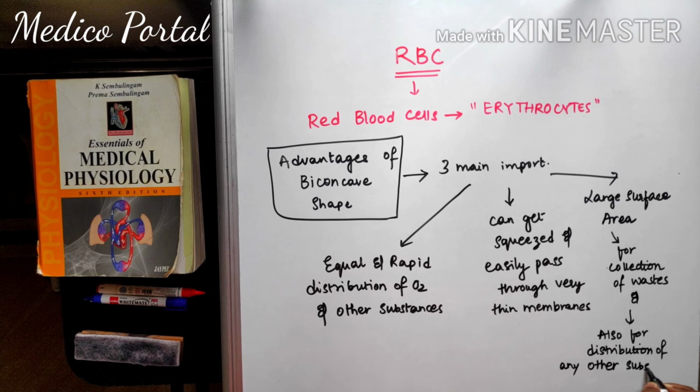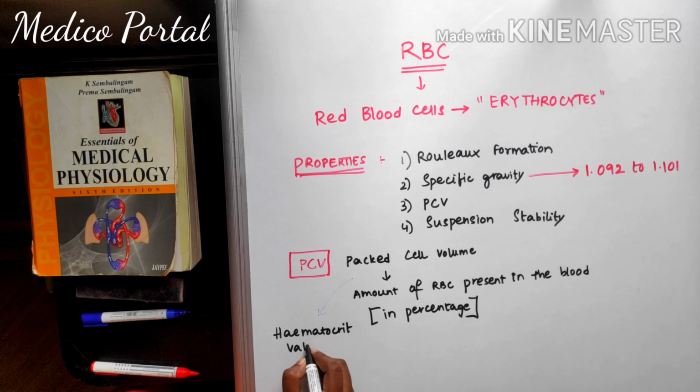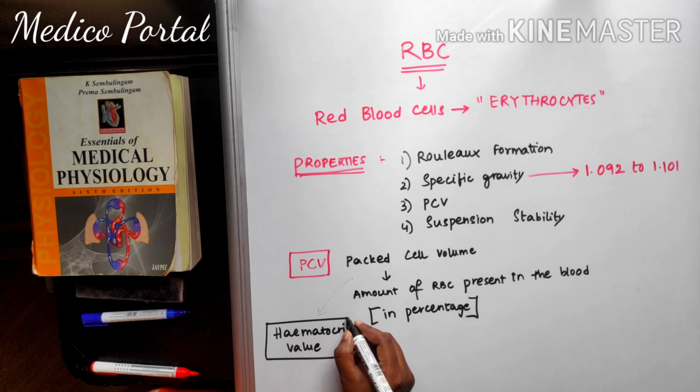But the unit here is percentage. So approximately the packed cell volume of RBC is 45%. We can also call the packed cell volume by another name, nothing but hematocrit value. That means nothing but packed cell volume.